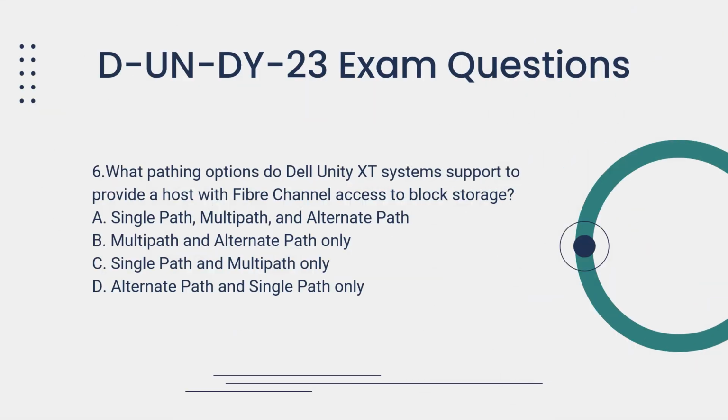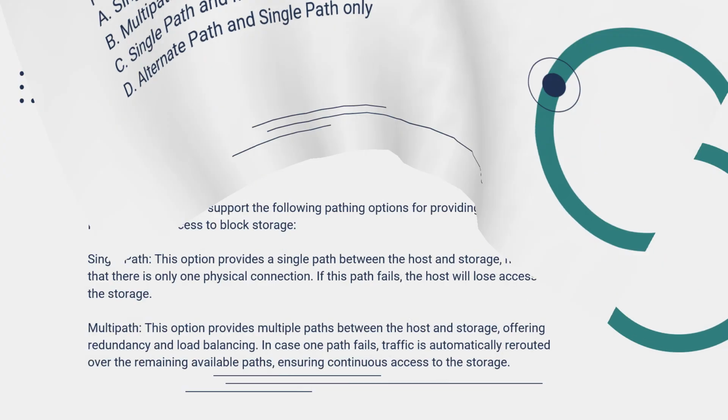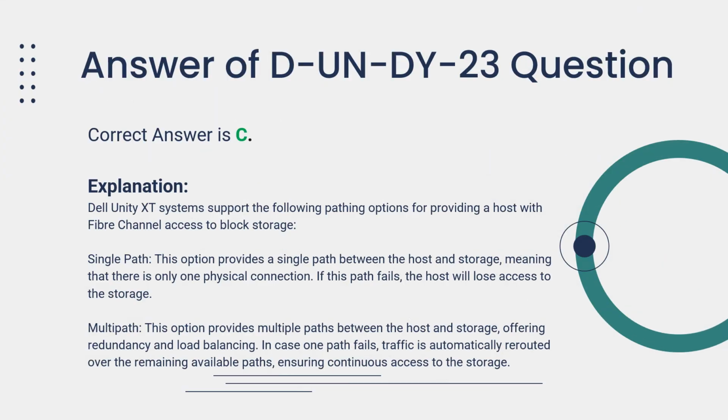What pathing options do Dell Unity XT systems support to provide a host with fiber channel access to block storage? A. Single path, multipath, and alternate path. B. Multipath and alternate path only. C. Single path and multipath only. D. Alternate path and single path only. Correct answer is C.